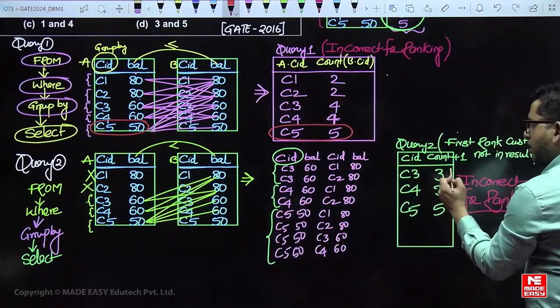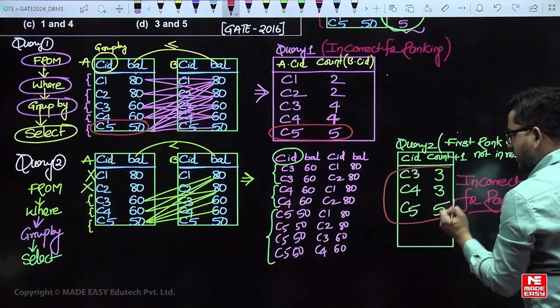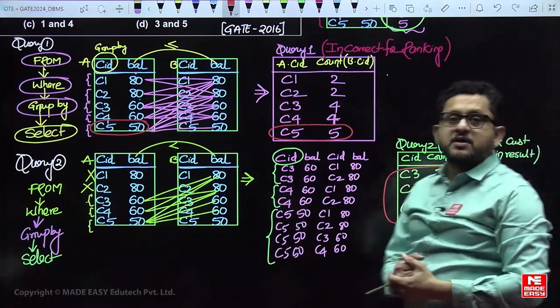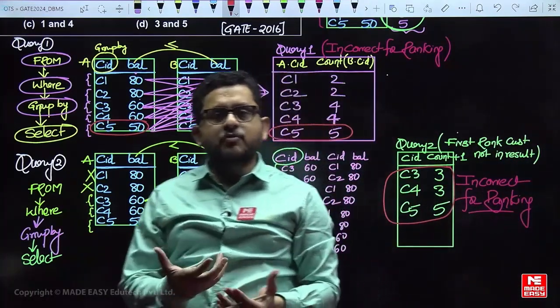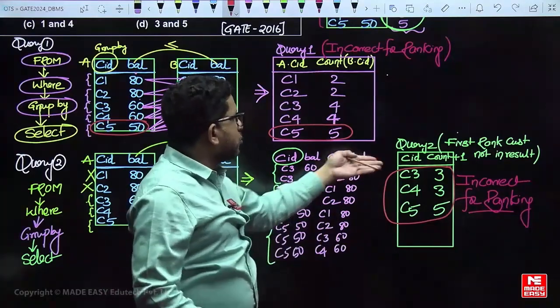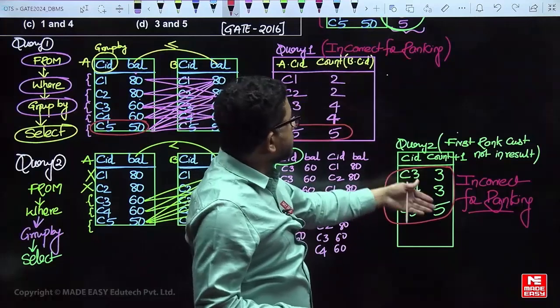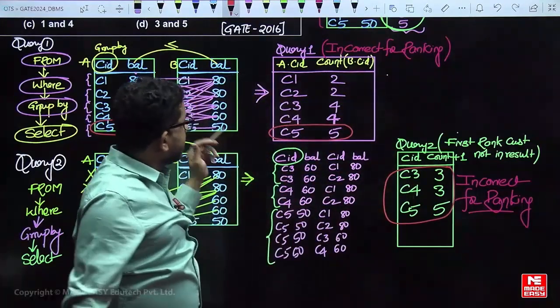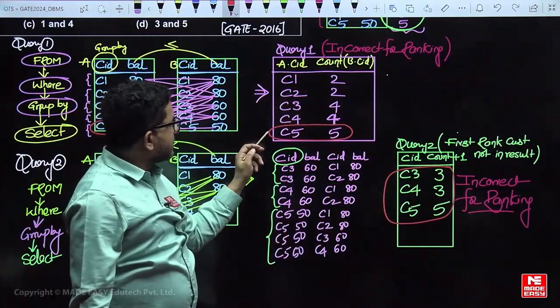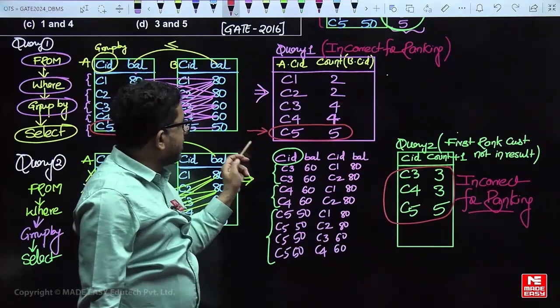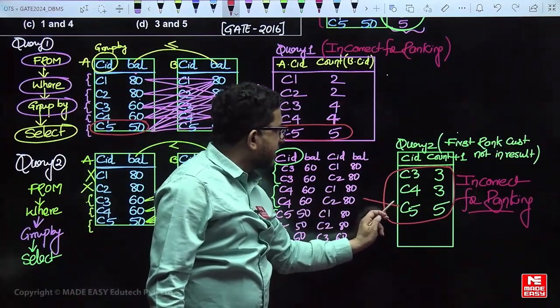In the second query, whatever result is given is correct, but the first rank customer is not in the result. Either one customer or more than one customer who have the first rank, the highest balance, is not in the result. In this way both are incorrect. But for a particular database, some records of the first query and some records of the second query can be the same.